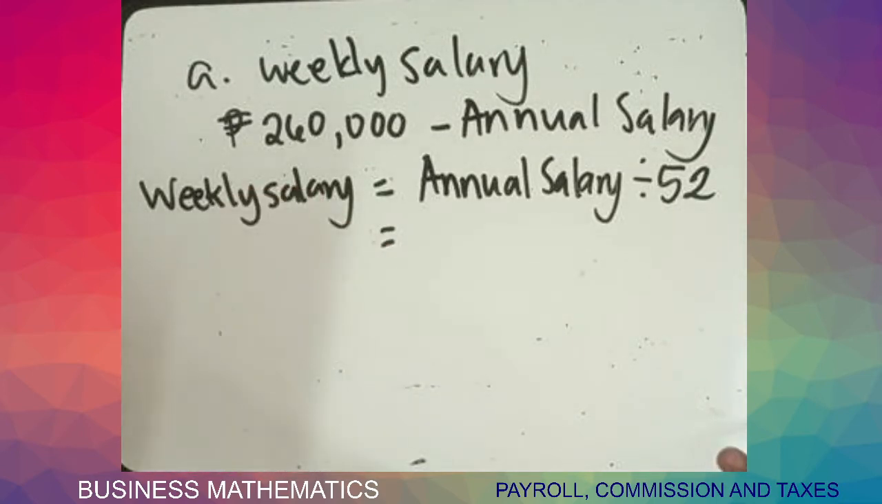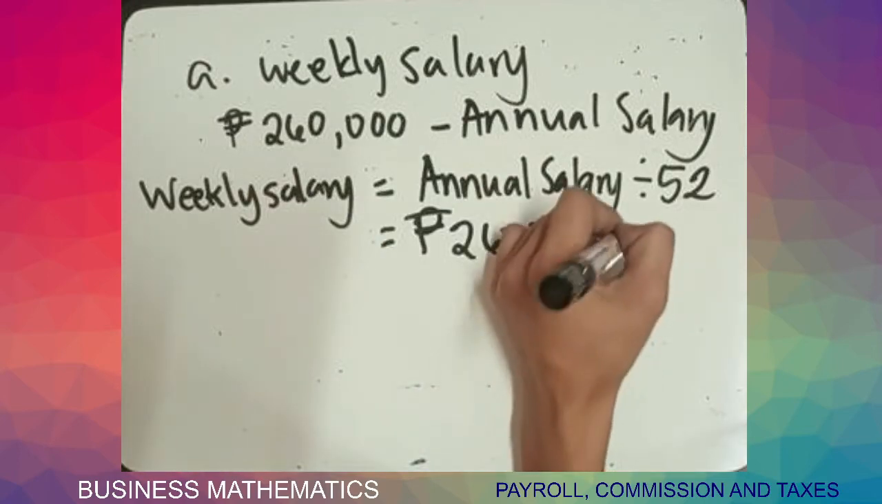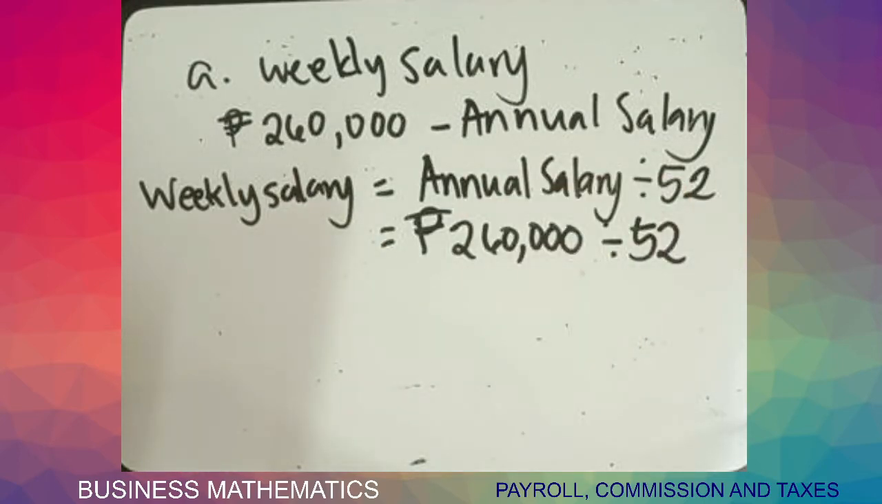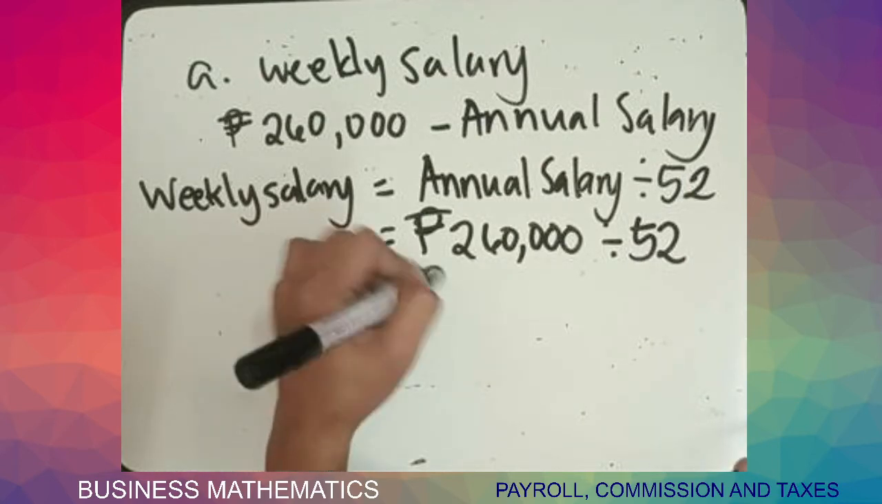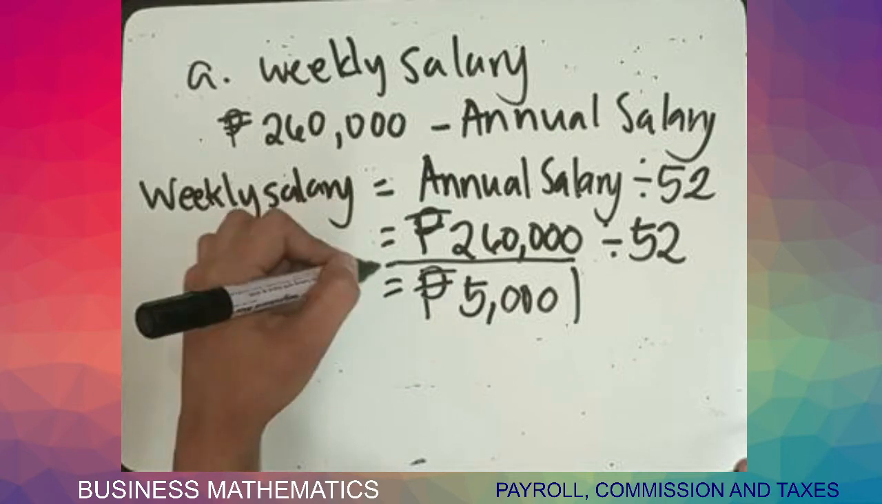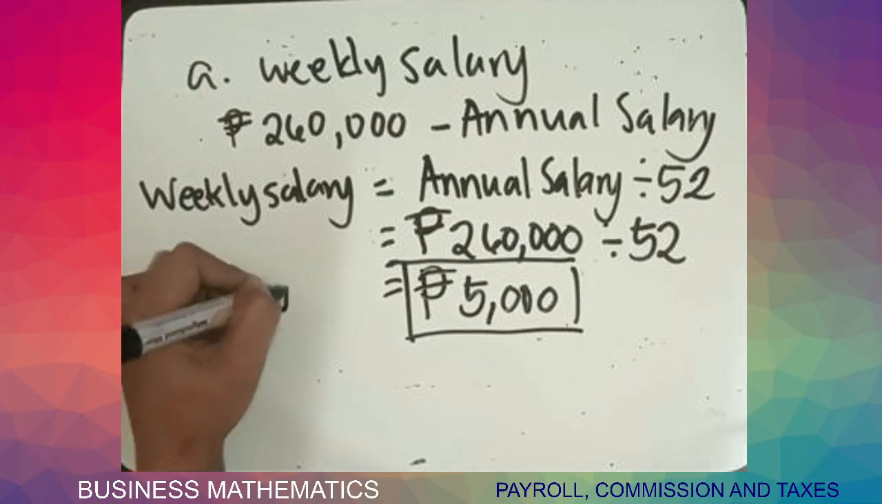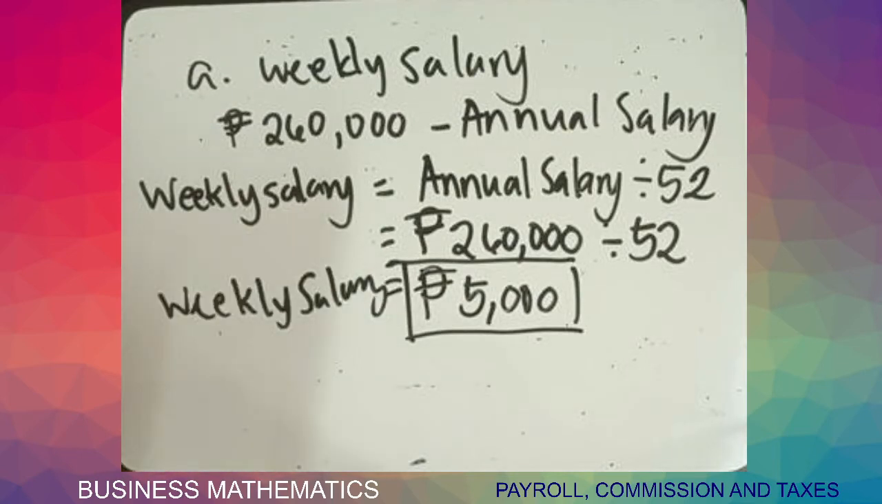Substitute natin yung annual salary natin which is 260,000, peso sign pa rin. Divide natin sa 52. So, 260,000 divided by 52. Ibig sabihin, ang weekly salary niya ay 5,000. Ganito pa rin yung sagot ninyo. 5,000 yung weekly salary natin. Nasolve na natin yung unang tanong.